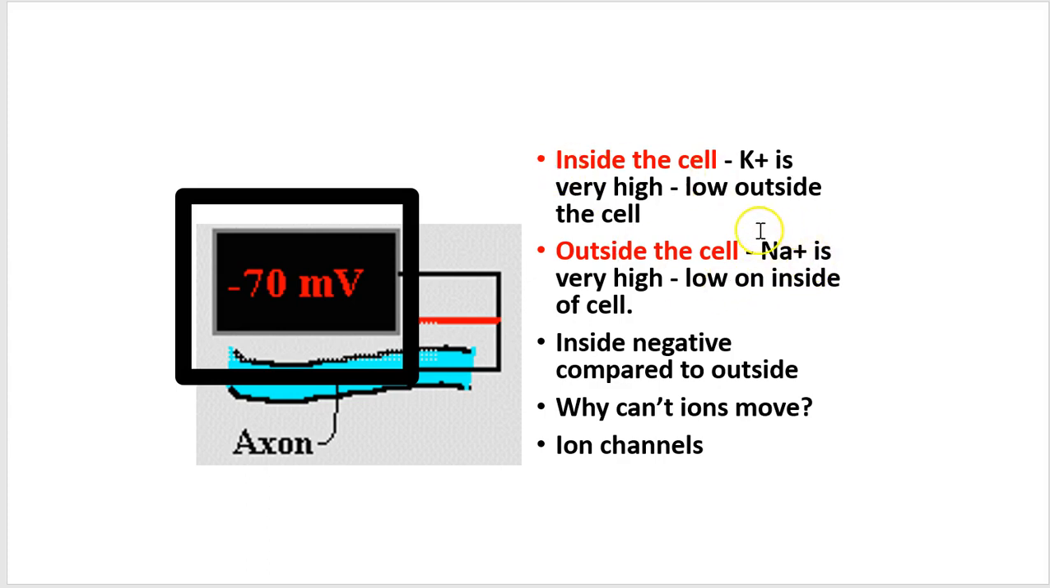On the outside, when we look at sodium, sodium is very high on the outside of the neuron and low on the inside. And again, why doesn't sodium go from high to low? Because again, these voltage gated channels, when closed at rest, keep the sodium from moving. So that means the inside is negative compared to the outside. Now you may be thinking, hopefully, well, they should be zero because the potassium and the sodium are going to equal each other out.